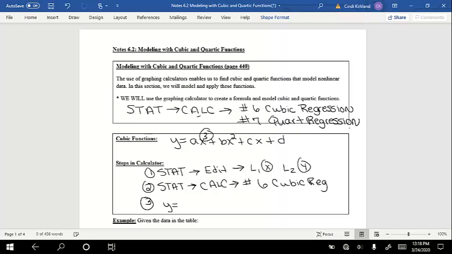After completing the cubic regression, it's going to give you the standard form again. y equals ax cubed plus bx squared plus cx plus d. And all you have to do is plug in the coefficients for a, b, c, and d.